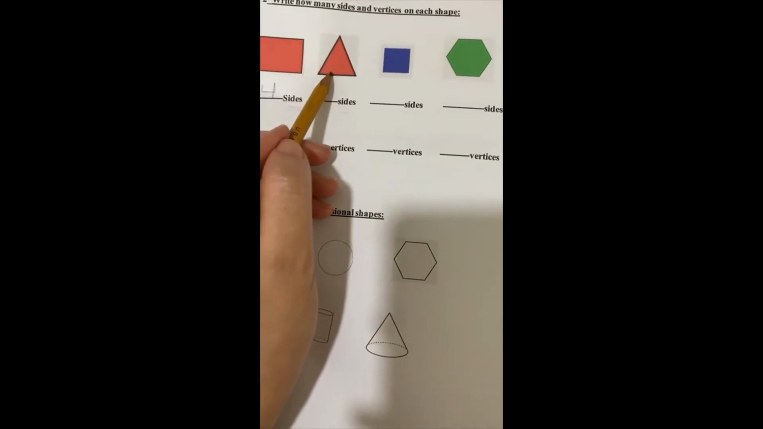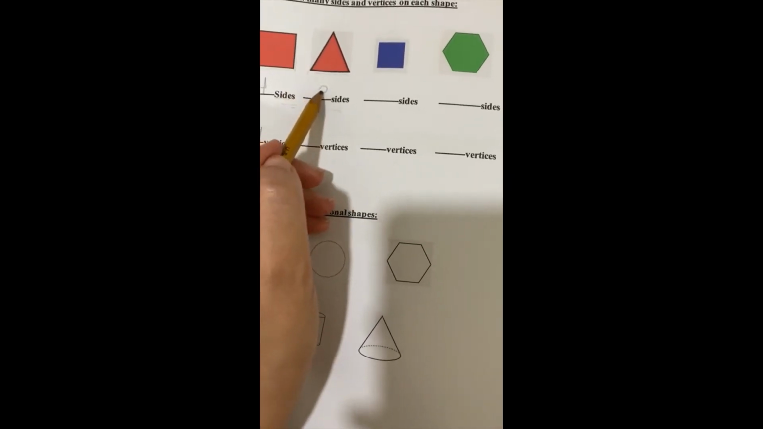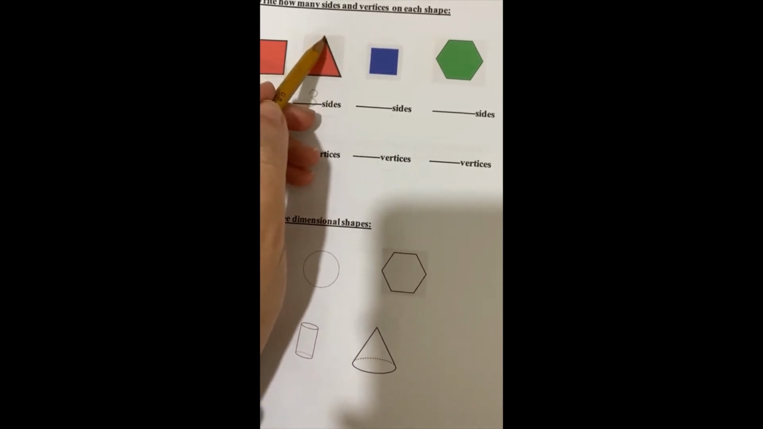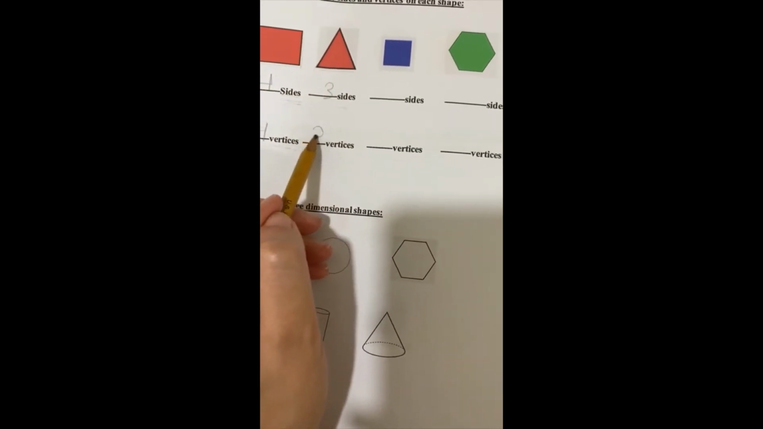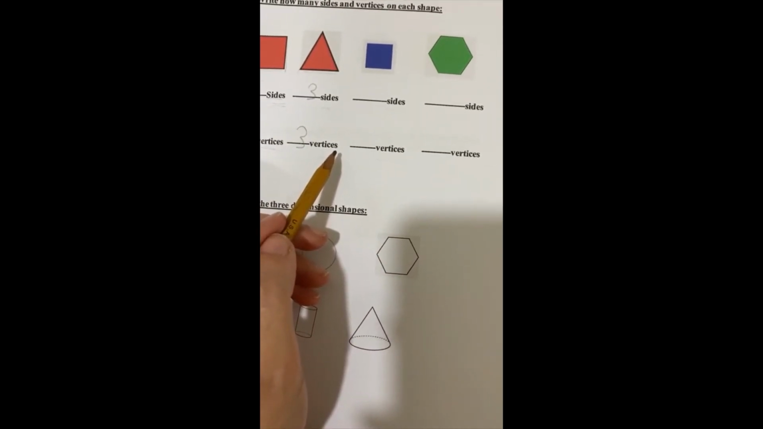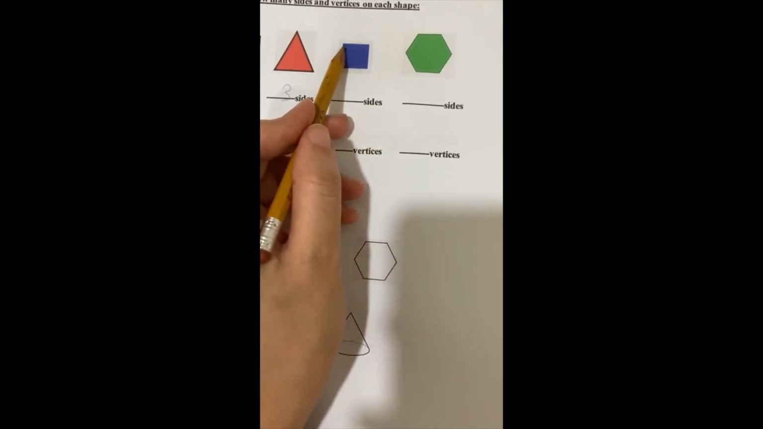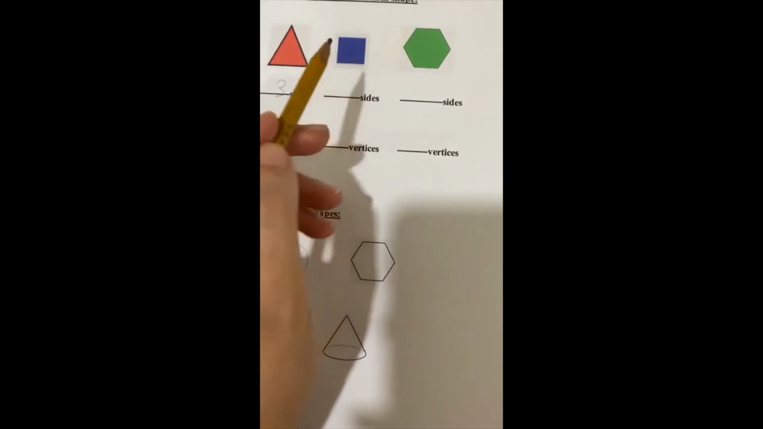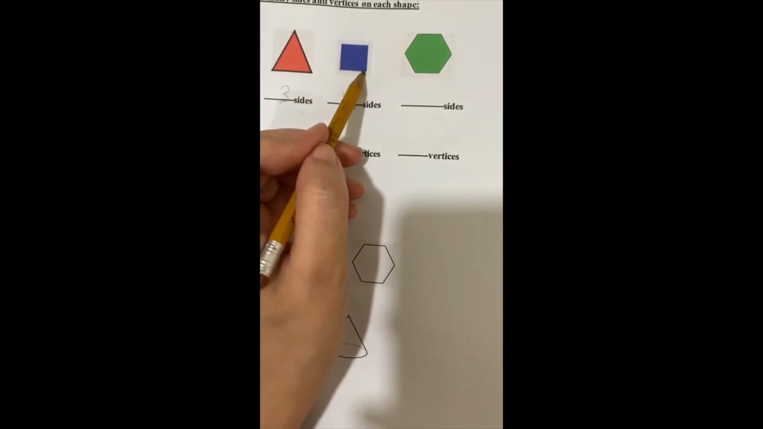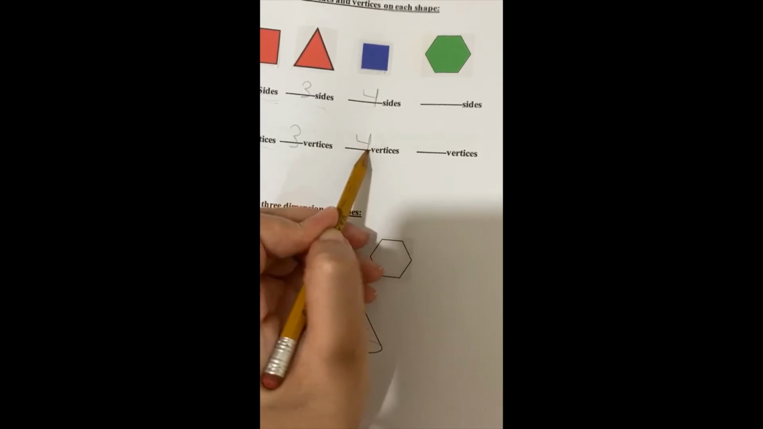For the triangle, we have 1, 2, 3. We have 3 sides. And how many vertex do we have? 1, 2, 3. Also, we have 3 vertex. Can you tell me how many sides and vertex on the square? 1, 2, 3, and 4. So we have 4 sides. And how many vertex? 1, 2, 3, and 4. So we have also 4 vertex.